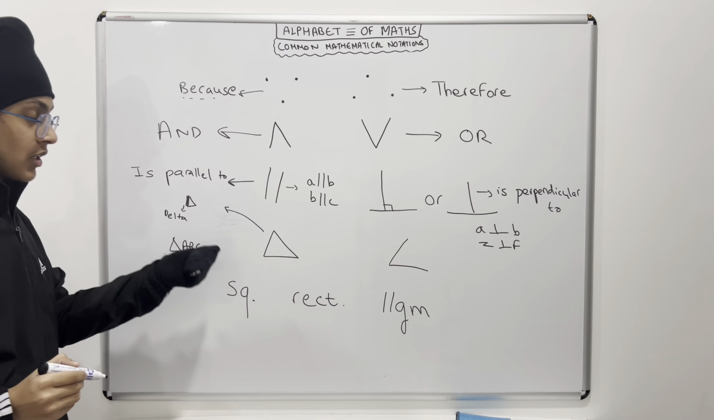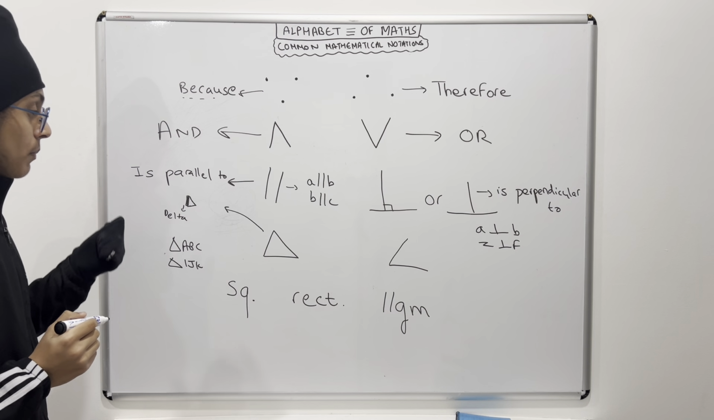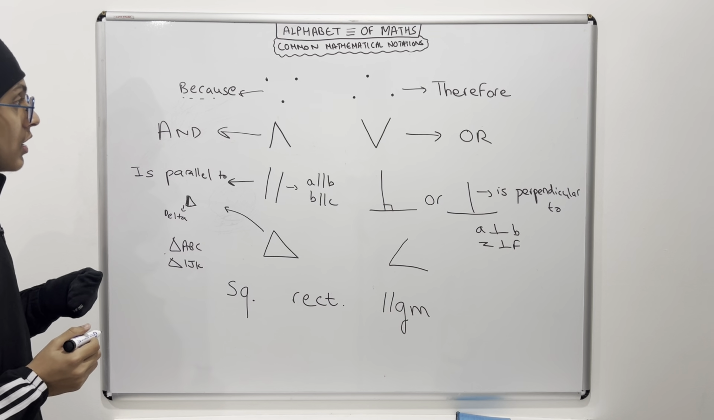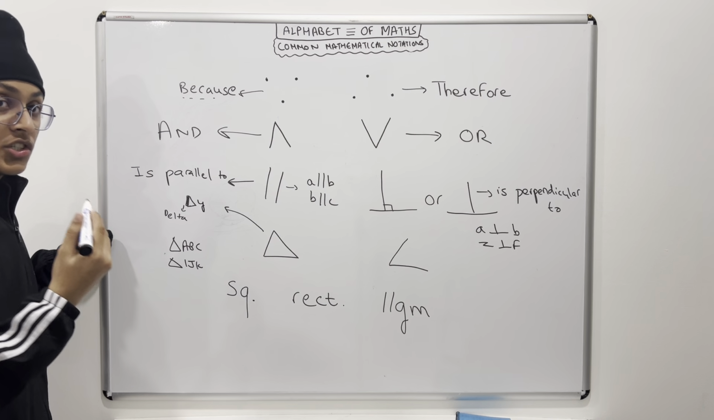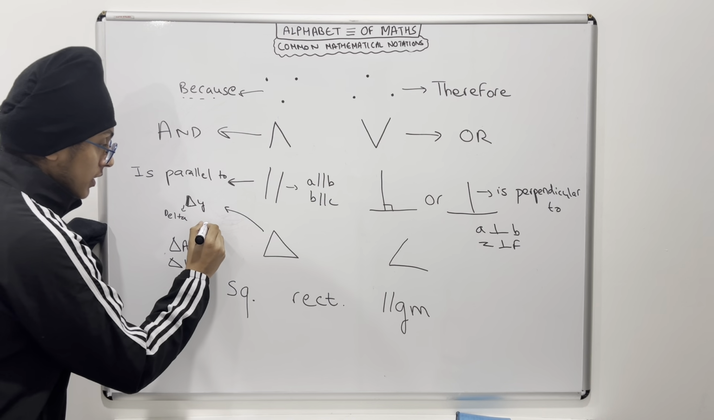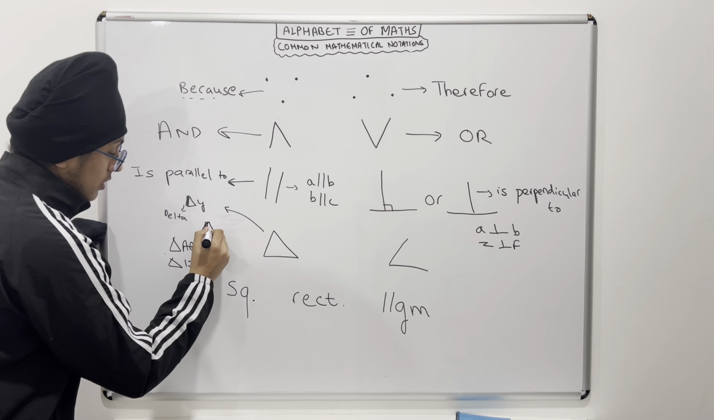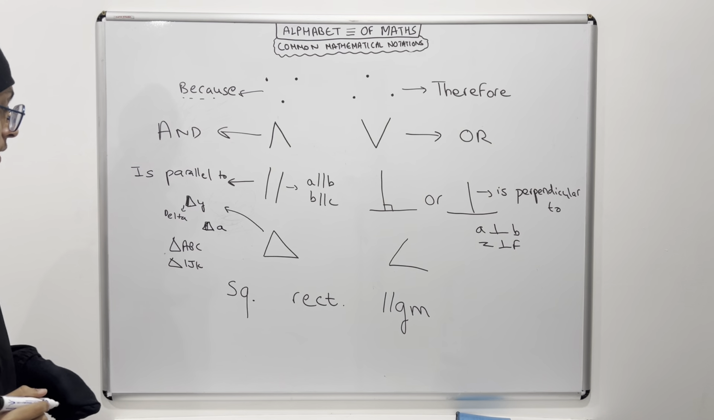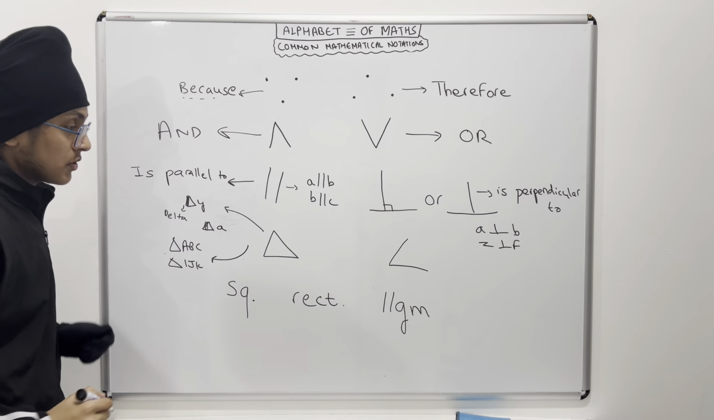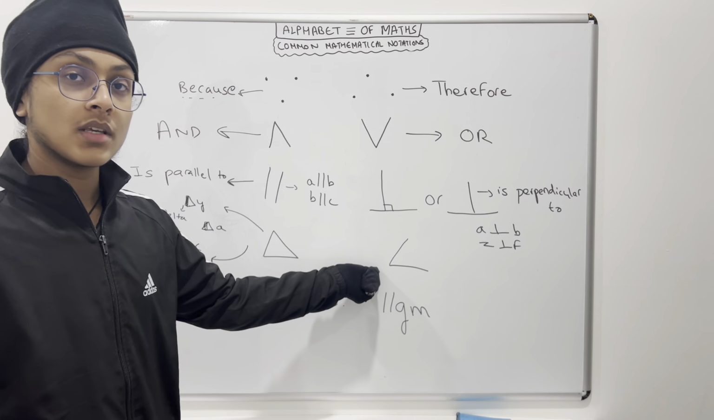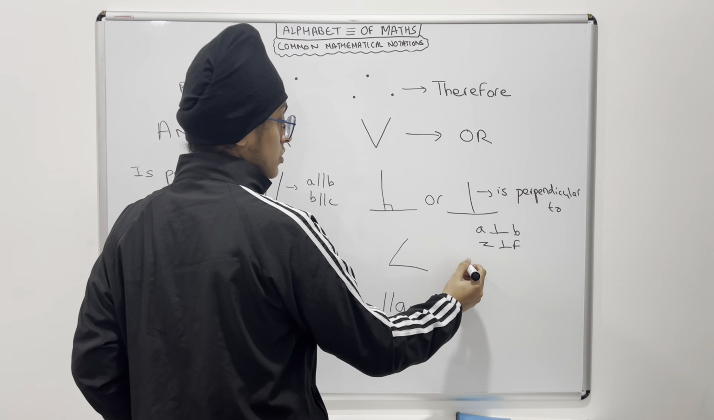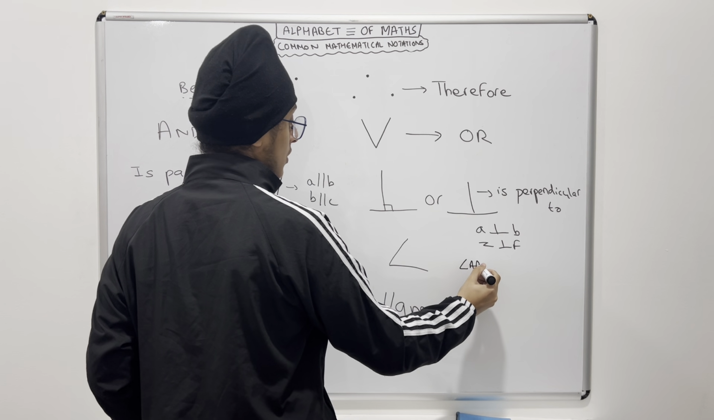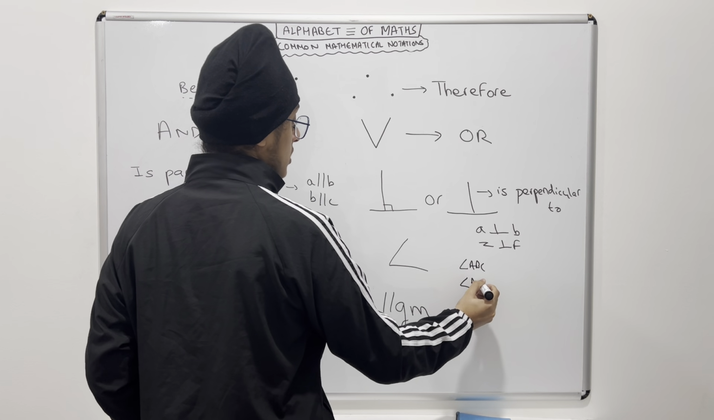This symbol is called delta and it's used to represent change. For example, a change in y. A change in y would be delta y. A change in A would be delta A. So these are the two uses. This is used to say angle. For example, instead of writing the word angle, you can just write angle ABC or angle DEF.